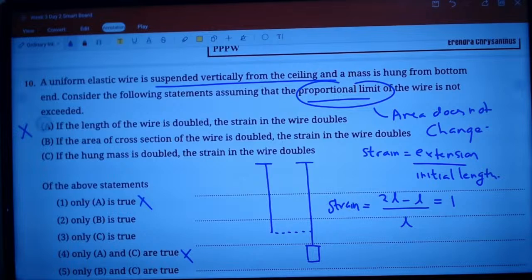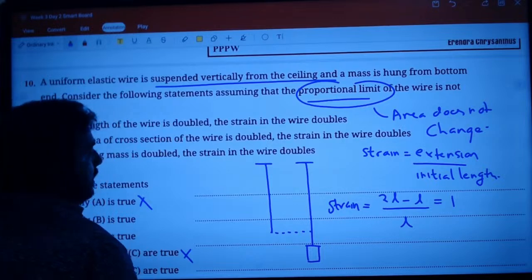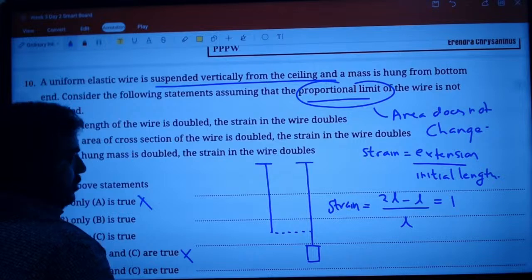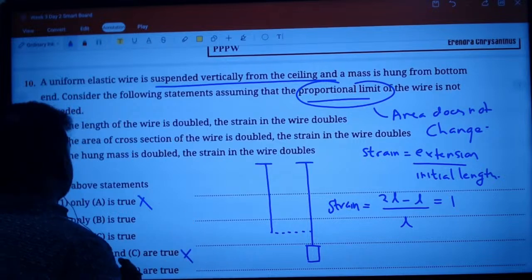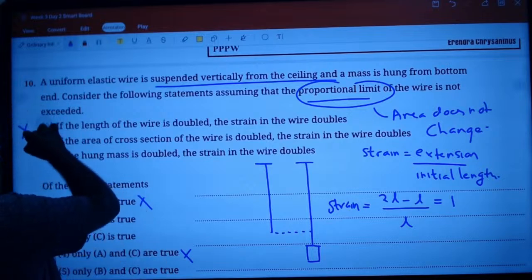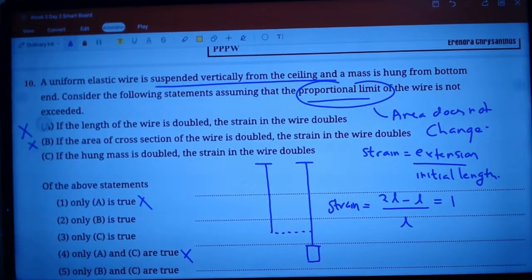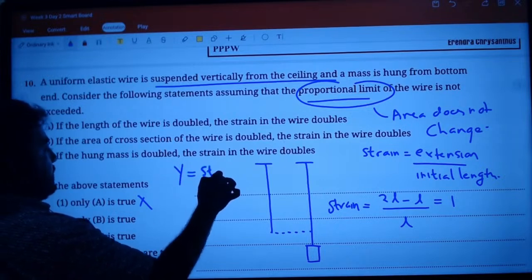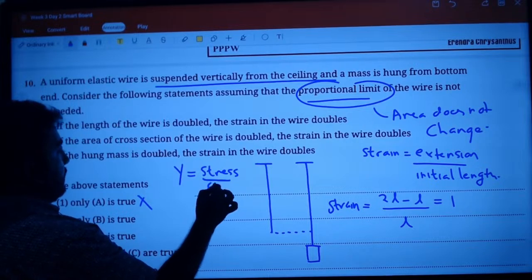If cross-sectional area of the wire is doubled, the strain of the wire will double. Cross-sectional area has nothing to do with strain. Stress will reduce, for the same force. So this is also wrong. If the hung mass is doubled, the strain in the wire will also double. Right? No? Young's modulus is stress divided by strain.